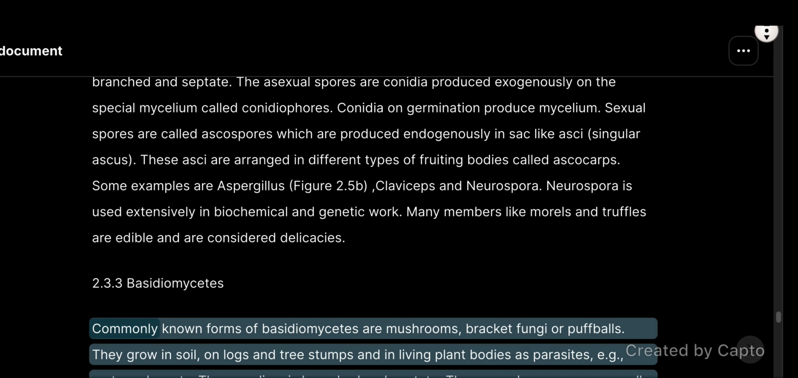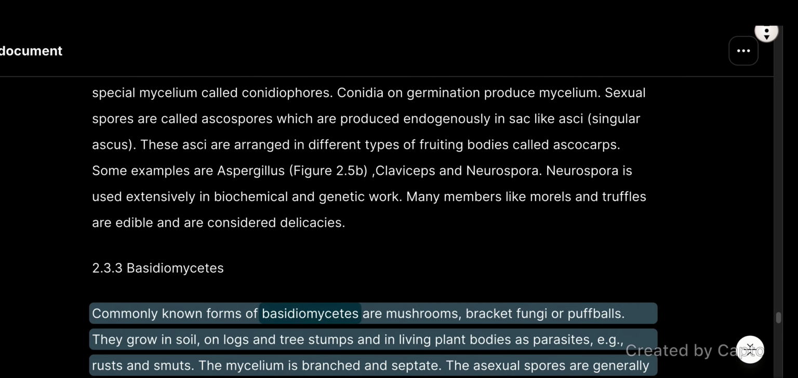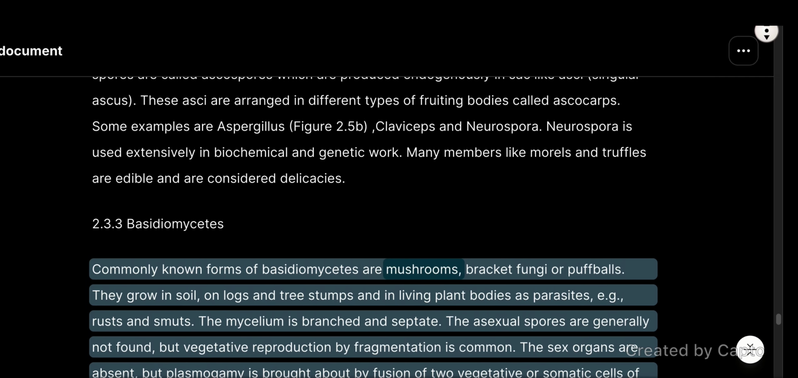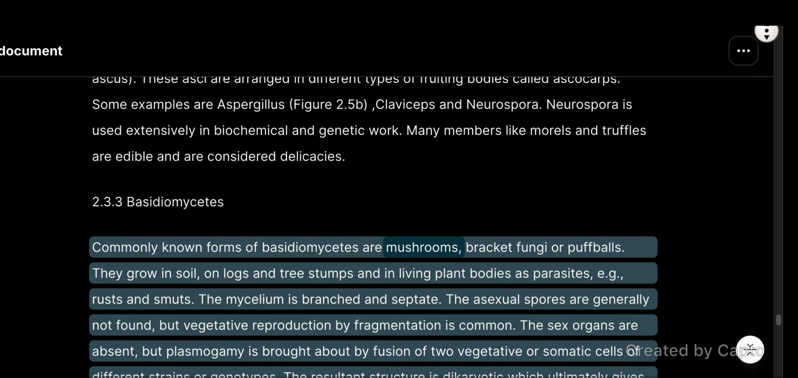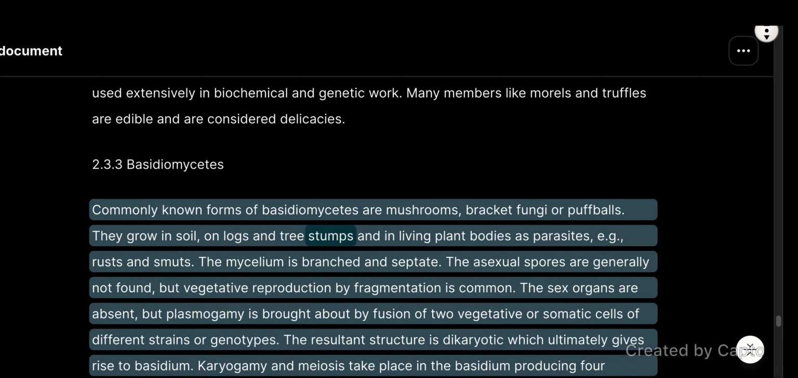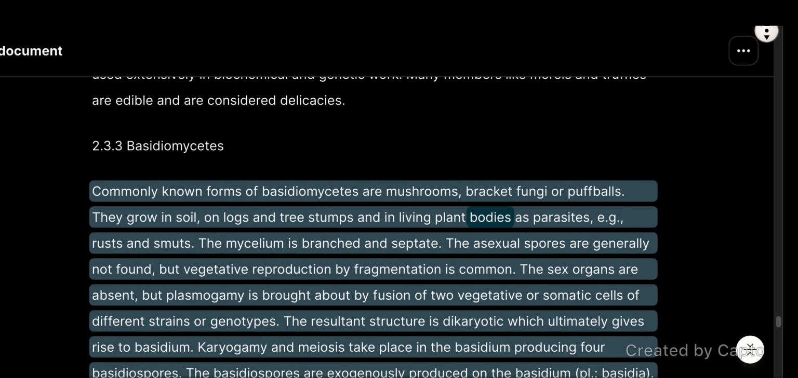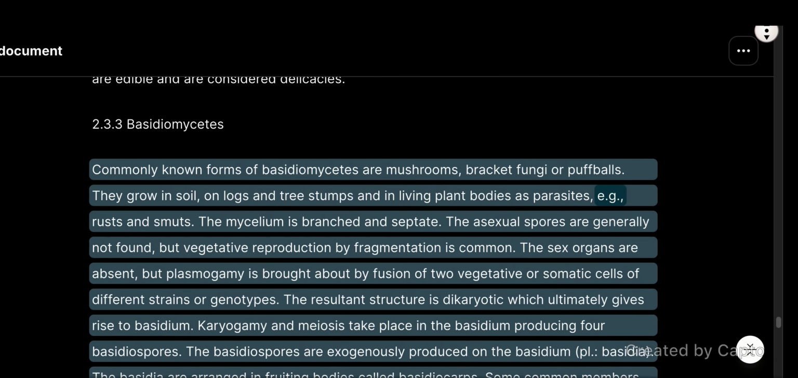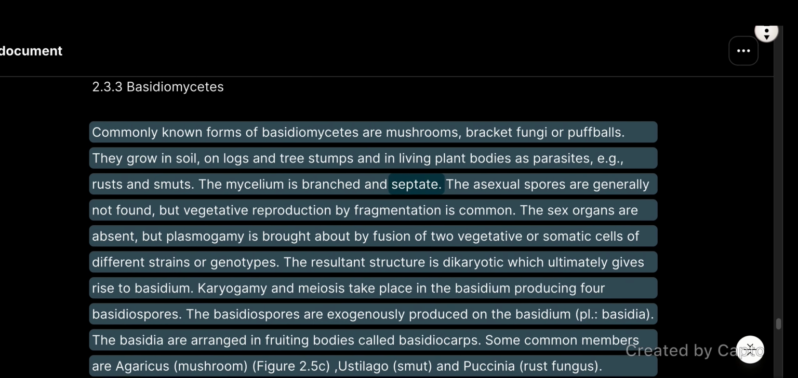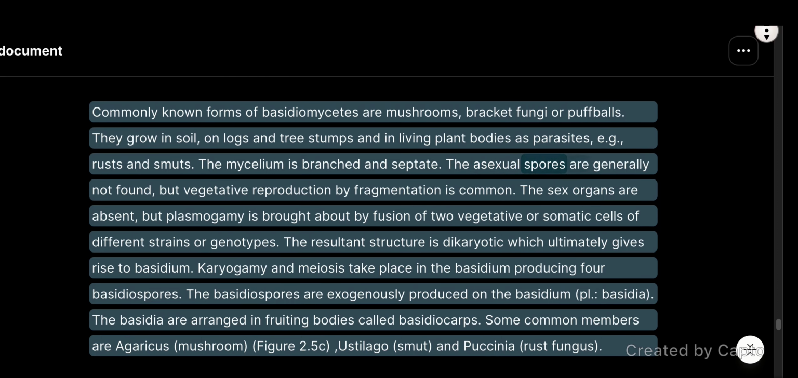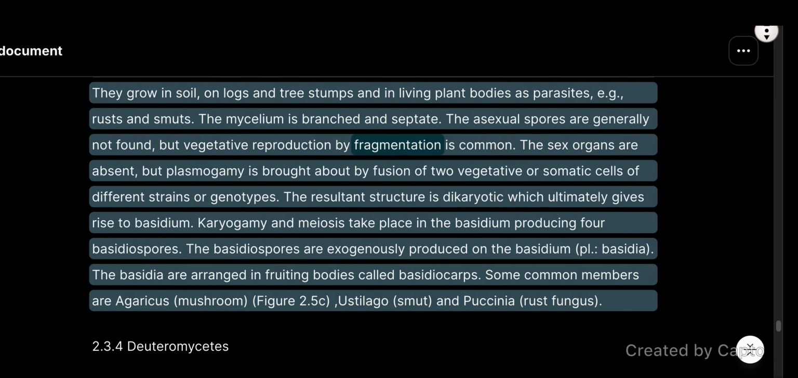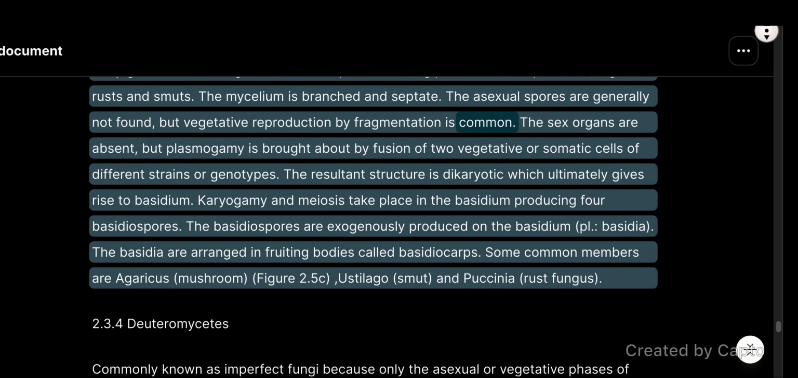3.3 Basidiomycetes. Commonly known forms of Basidiomycetes are mushrooms, bracket fungi or puffballs. They grow in soil, on logs and tree stumps, and in living plant bodies as parasites, for example, rusts and smuts. The mycelium is branched and septate. The asexual spores are generally not found, but vegetative reproduction by fragmentation is common.